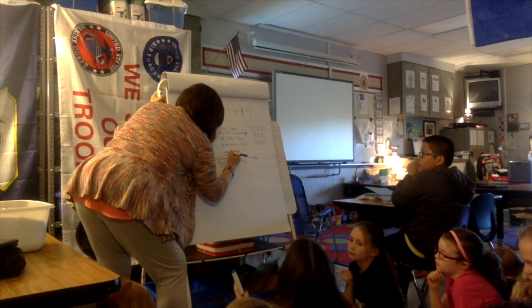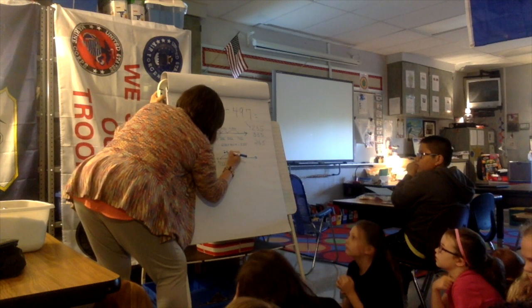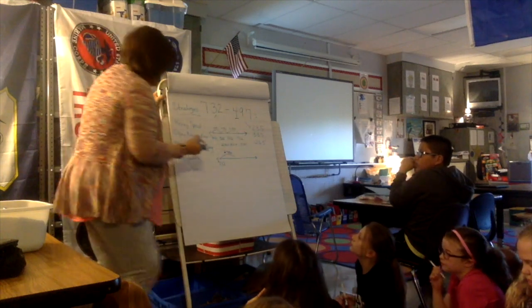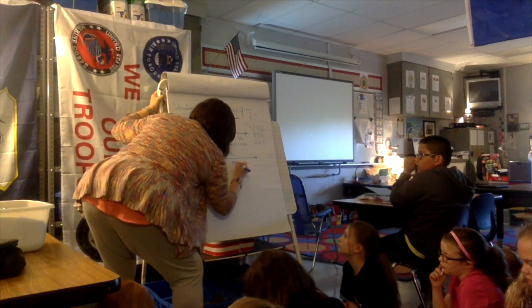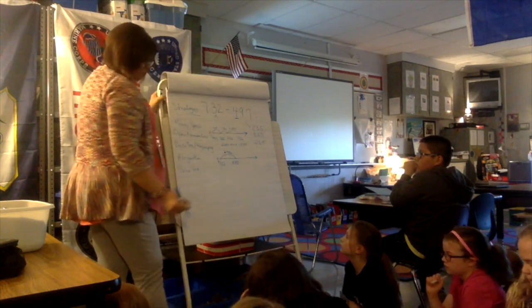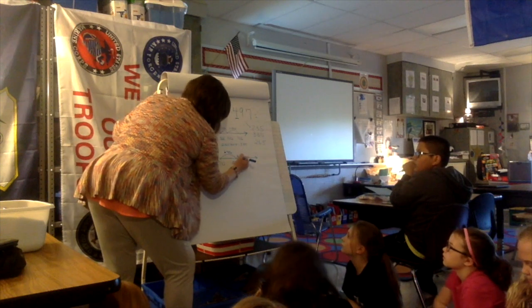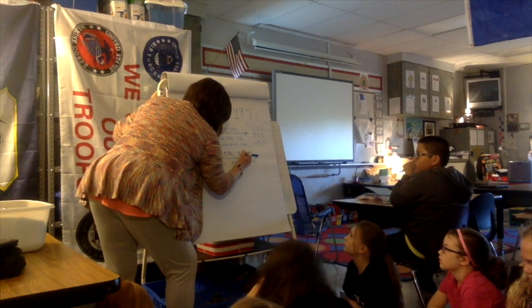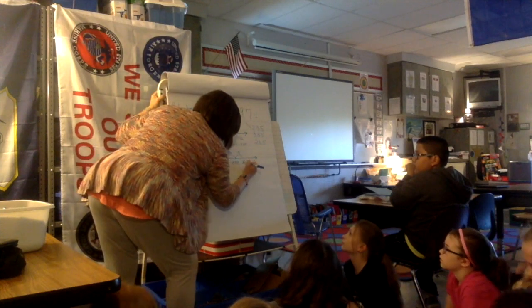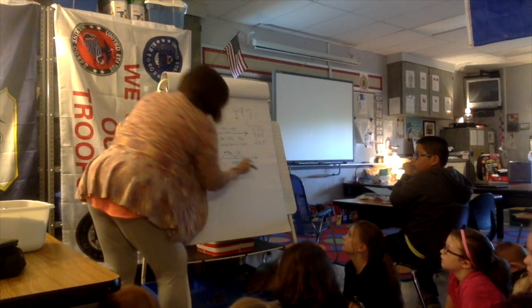So she subtracted 400, which was the 400 in the 497, and she got what? 332. Okay, and then what did you do? Then I subtracted the 7. All right, then she subtracted the 7, so minus 7, and what did you get? 325. Okay, and then what?